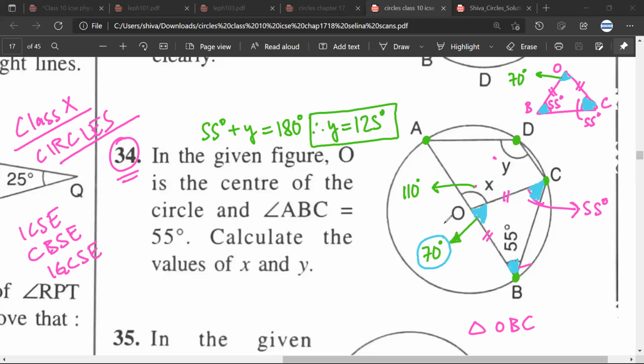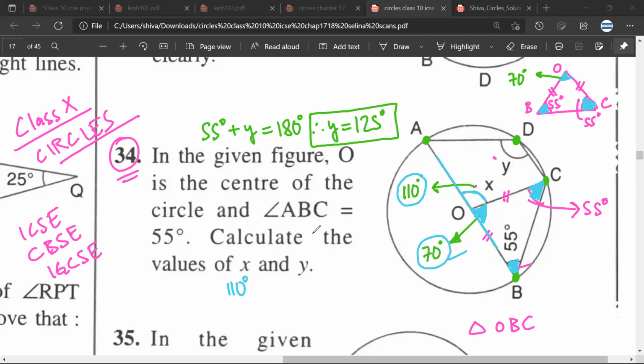Once you have found this to be 70 degrees, then we know that this whole line forms a linear pair. That is why if this is 70 degrees, this would be 110 degrees. So this is one of the unknowns that we have found. So X is equal to 110 degrees.